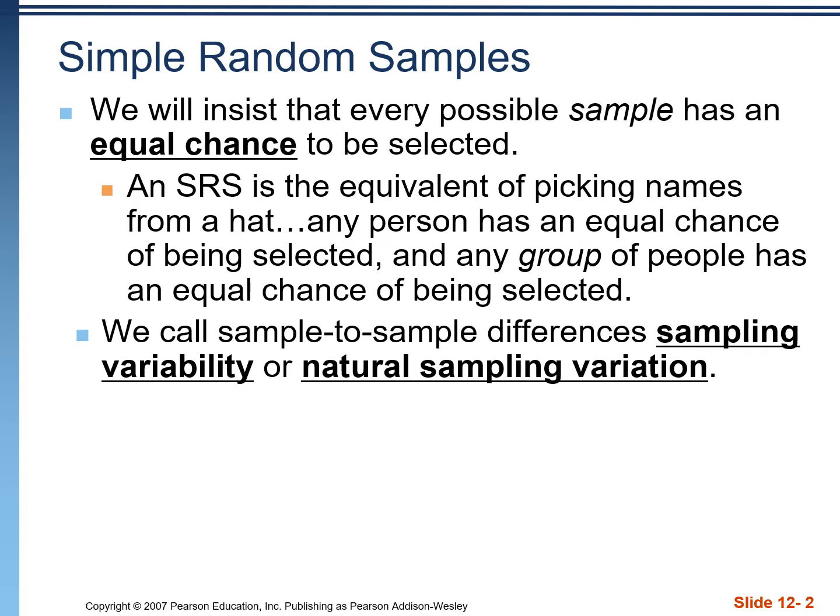As far as types of sampling go, the most common and most important is a simple random sample. This is when we insist that every possible sample has an equal chance of being selected. It's the same as when we put all the people's names in a hat and we draw out names randomly. Not only does any person have an equal chance of being selected, but any group of people also has an equal chance of being selected. Any differences that we see from sample to sample are called sampling variability or natural sampling variation.